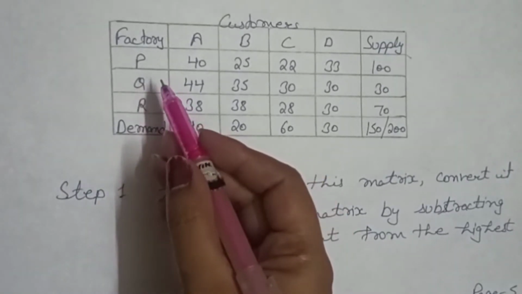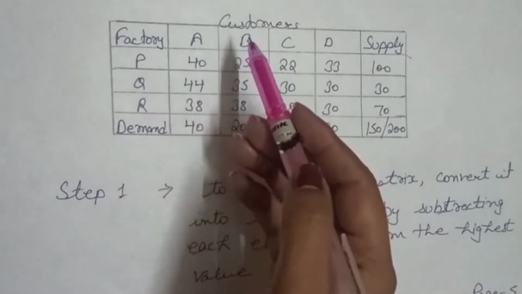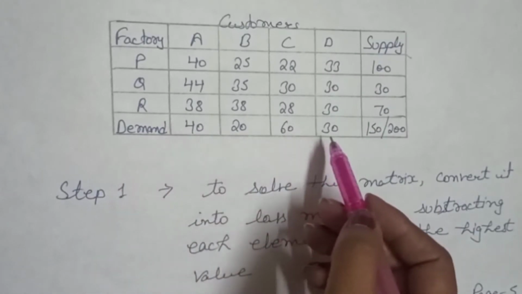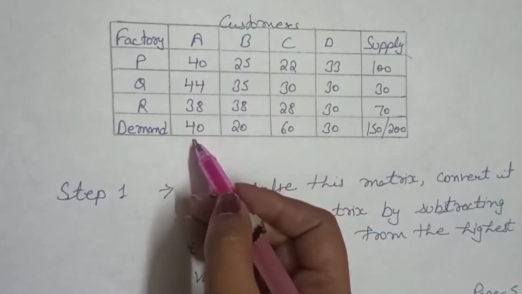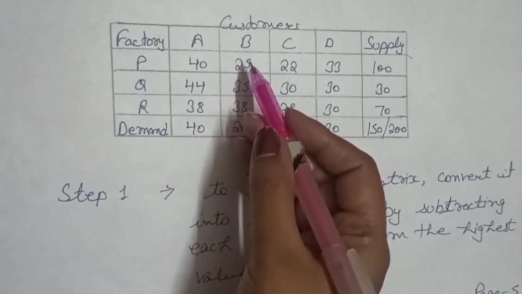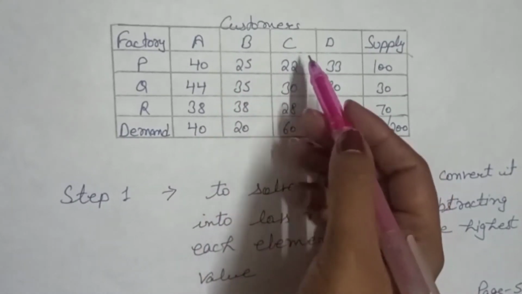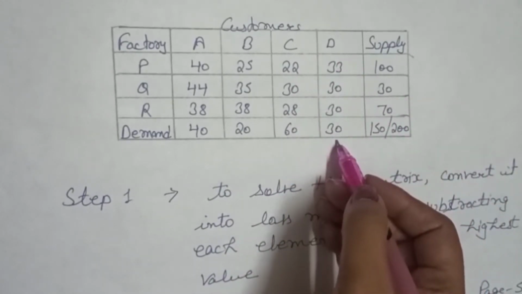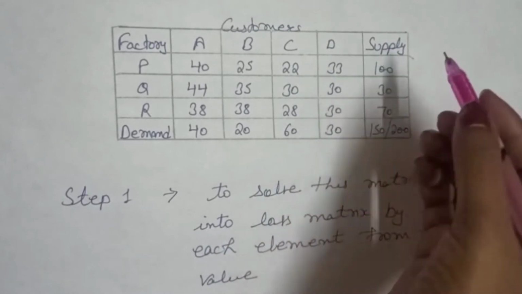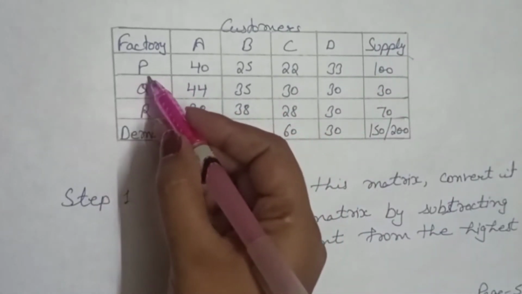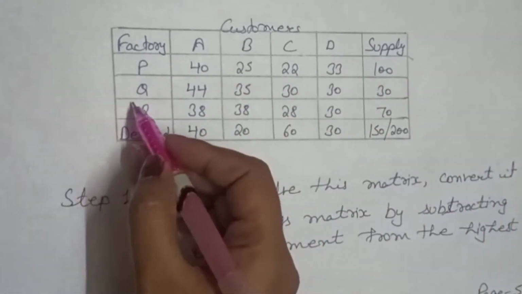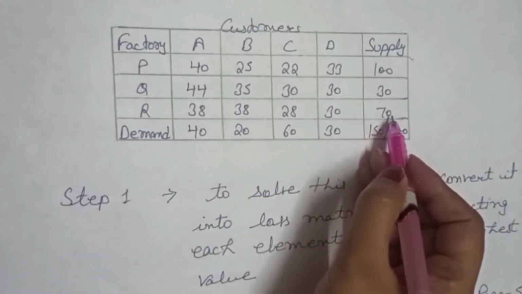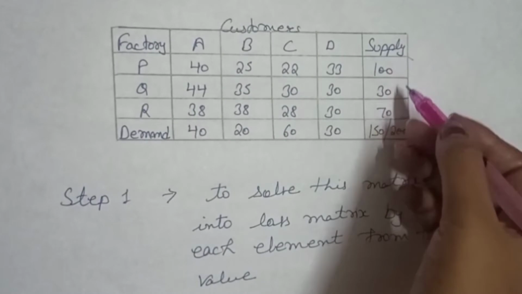Here are factories P, Q, R, and these are customers A, B, C, D. And these are the demands of the customers. Customer A has a demand of 40 products. Customer B has a demand of 20 products. Customer C has a demand of 60 products. And customer D has a demand of 30 products. So these are the demands of the customers. And here we have supplies. Factory P can supply 100 products. Factory Q can supply 30 products. Factory R can supply 70 products.